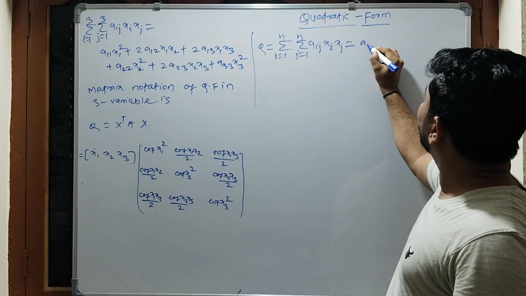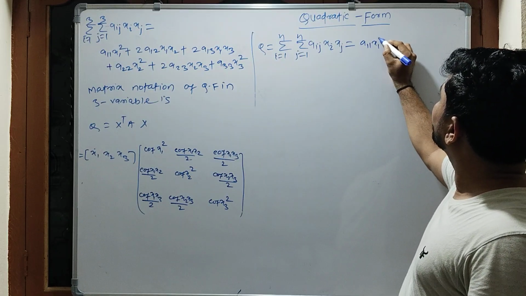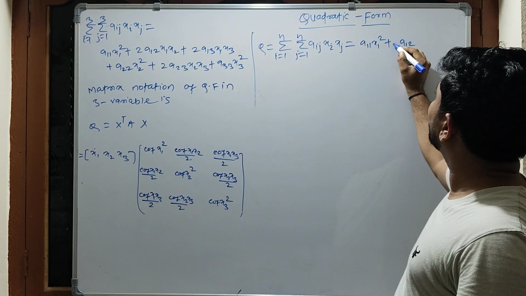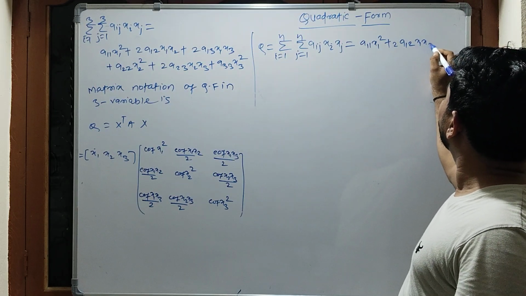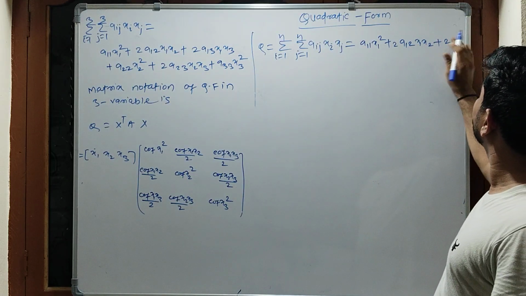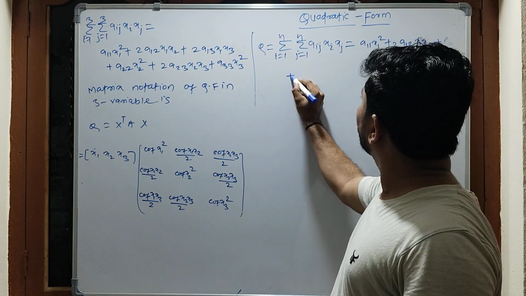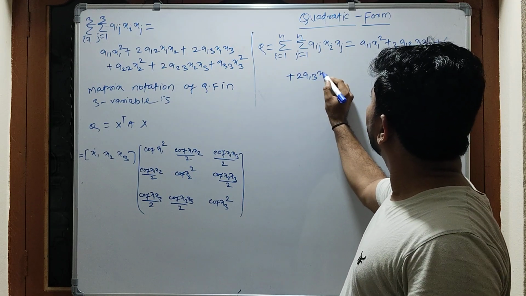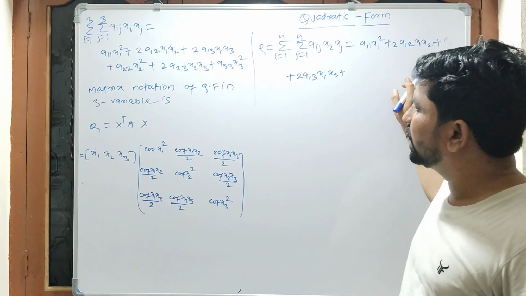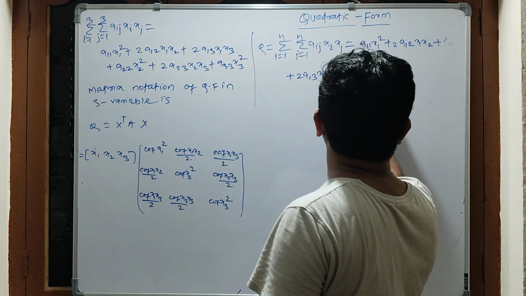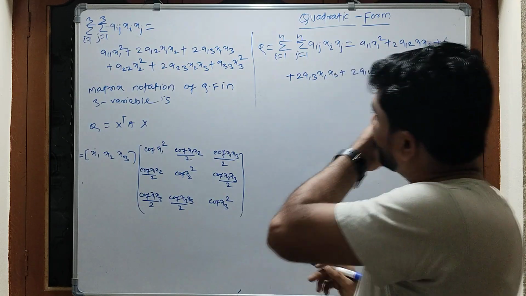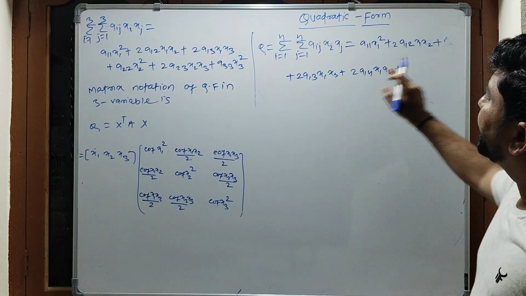So this is a11 x1 square, here this is a12. So a12 is the same as a21, so 2 times x1 and x2. And a13 is the same as a31, so plus 2 times a13 x1 x3 plus a14, a14 is the same as a41, so 2 times a14 x1 x4, plus now up to a14, now a21.